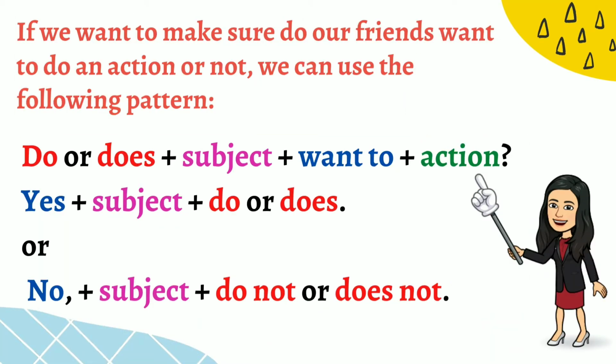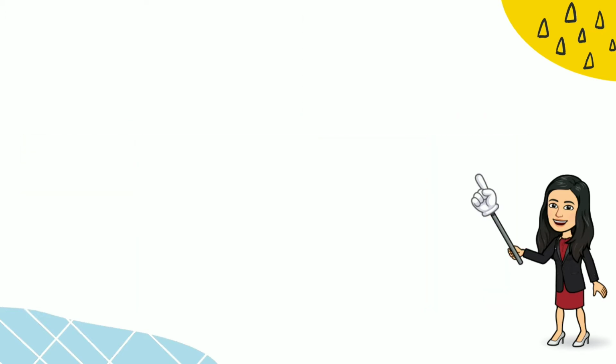Now, if we want to make sure whether our friends want to do an action or not, we can use the following pattern. We can use do or does plus the subject plus want to plus the action. If we want to answer by saying yes, we can use yes plus subject plus do or does. If we want to say no, we can use no plus subject plus don't or doesn't.